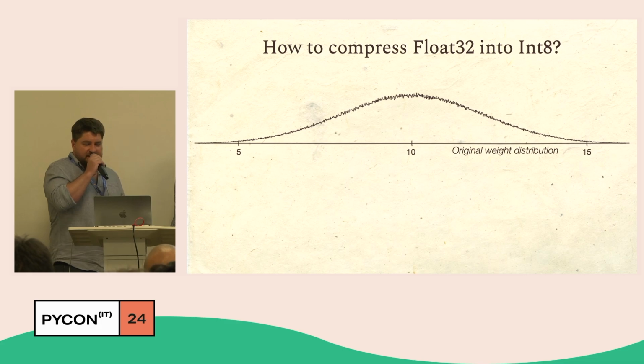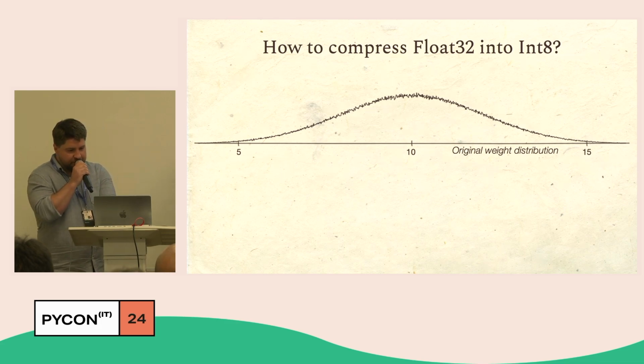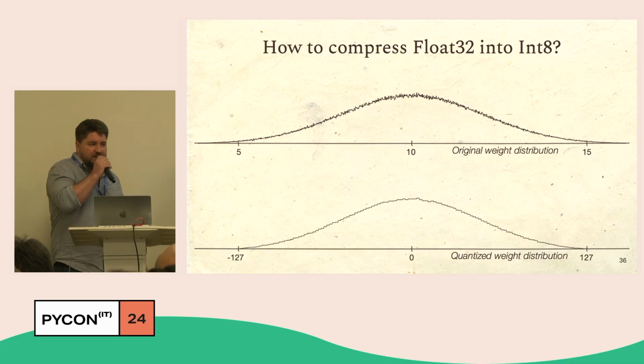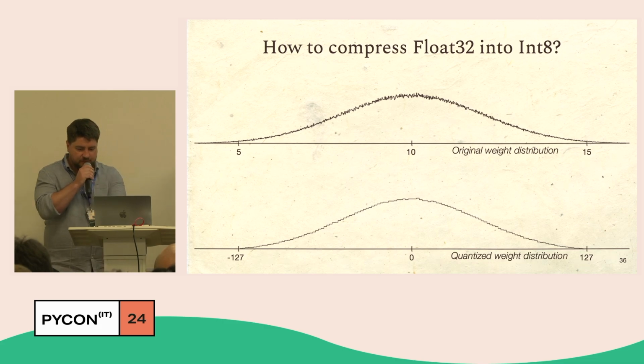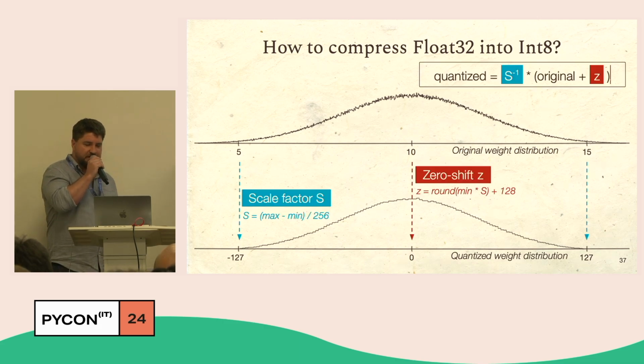How can we attack this problem? We have the original distribution of weights, unquantized, in float 32, and we want to map them to 8-bit integers. So 256 values from minus 127 to 127. And this can be done by fitting 2 parameters, a scale factor and a zero shift scalar, basically determining the 0 point of the new distribution. And then the quantized weights result by a simple formula in the top right from the original weights.